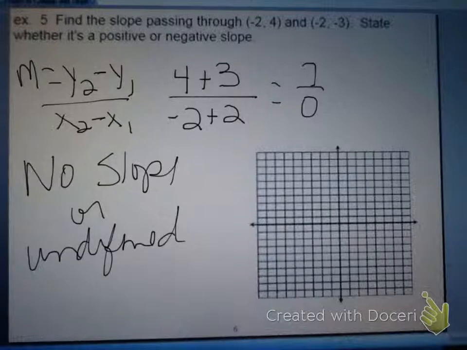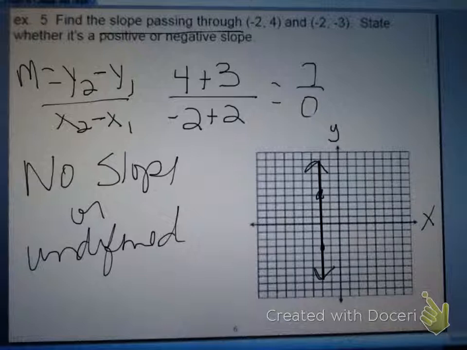Now look at the directions. It says state whether it's a positive or a negative slope. When it's no slope or an undefined slope, or if it's a horizontal slope, it's no such thing as positive or negative slope. Okay, now remember, what does an undefined slope give us? A vertical line. So let's plot these 2 points and make sure that is what they give you. And it is a vertical line.